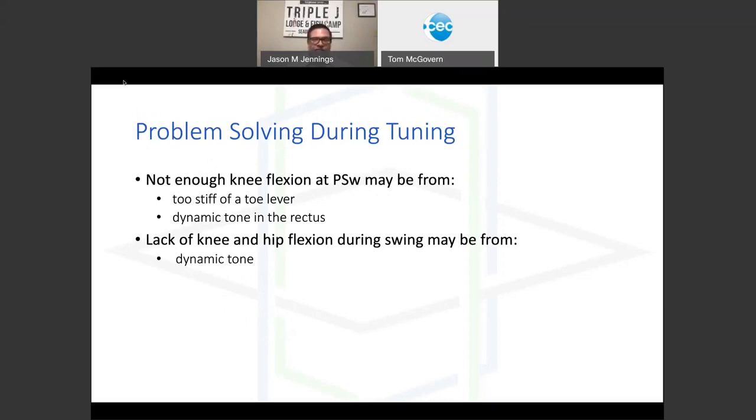And then lack of knee and hip flexion during swing might be from dynamic tone. Typically in a flail patient, as long as they're stable through the gait cycle and they can break over the toe and get into pre-swing, they're going to have hip and knee flexion.